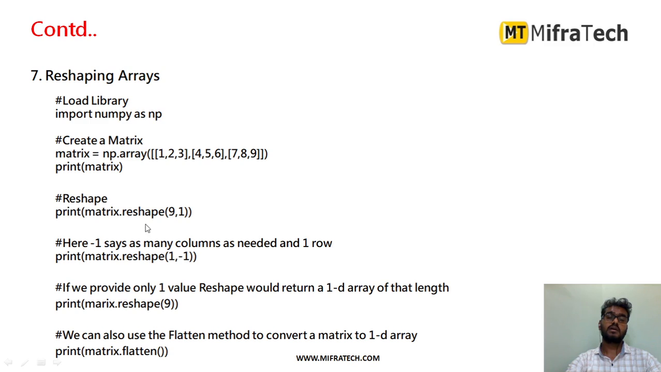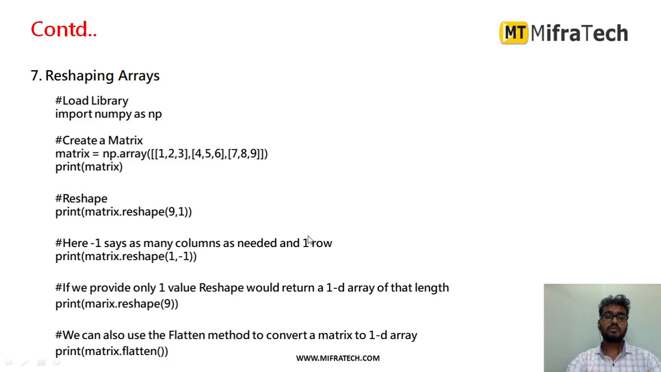So this exact command is going to give us this 3 cross 3 matrix as a 9 cross 1. We are going to get 9 rows and 1 column. So in a single column we are going to get the values from 1 to 9. That is how we are going to reshape the matrix.